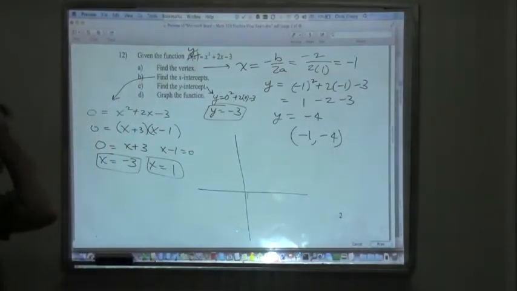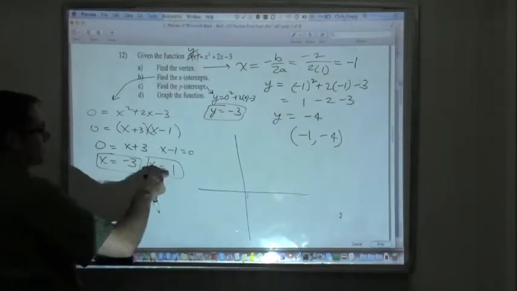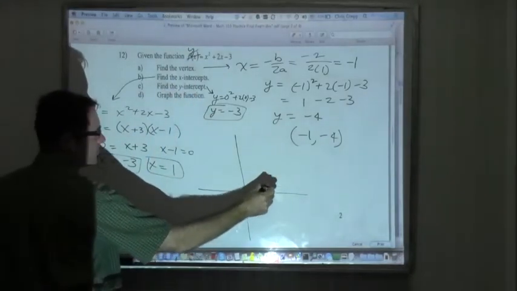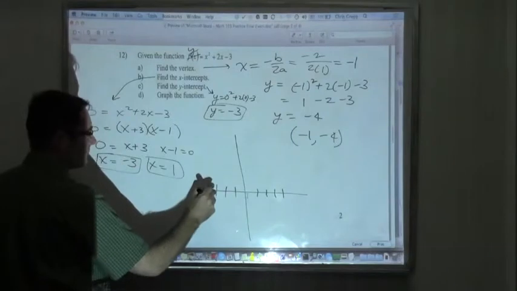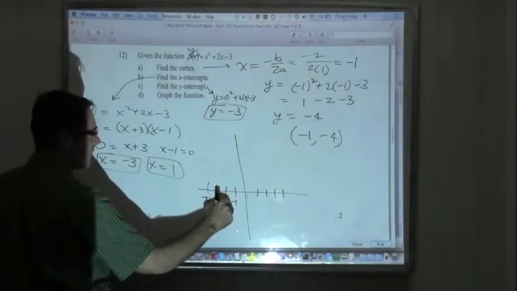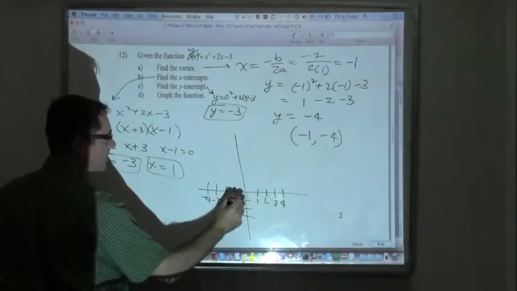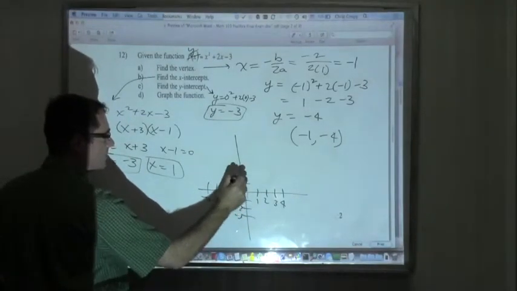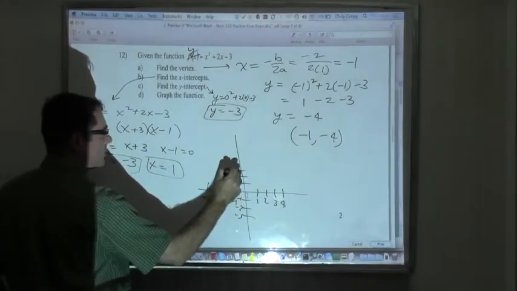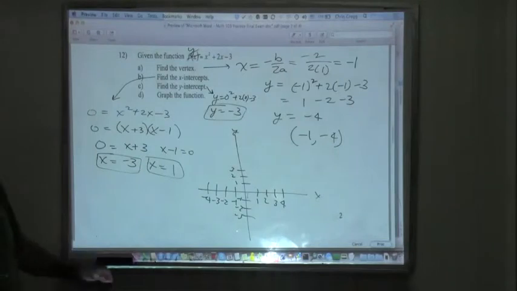OK, we're going to graph it. Well, let's see. We know some of these points. There's negative 3 for the y-intercept. X-intercepts are negative 3 and 1. So we'll just do 1, 2, 3, 4 and negative 1, negative 2, negative 3, negative 4 on each axis. OK, y, x.